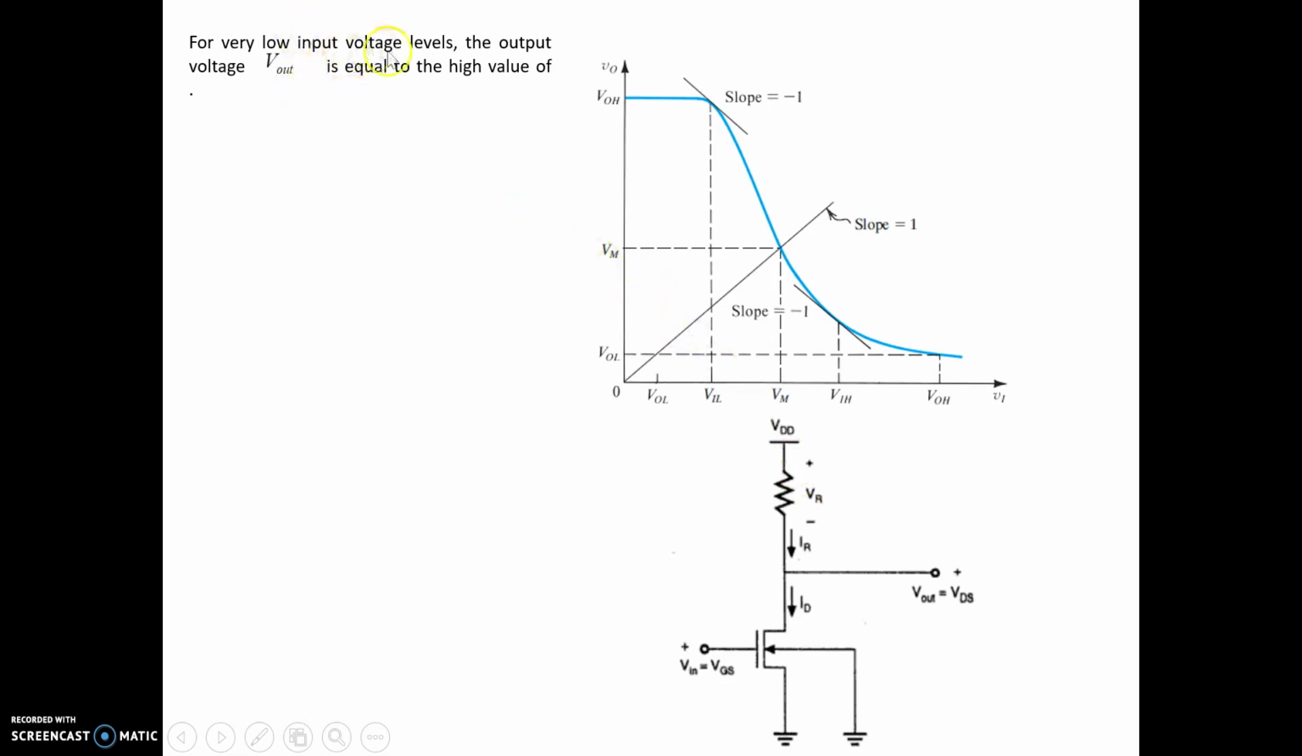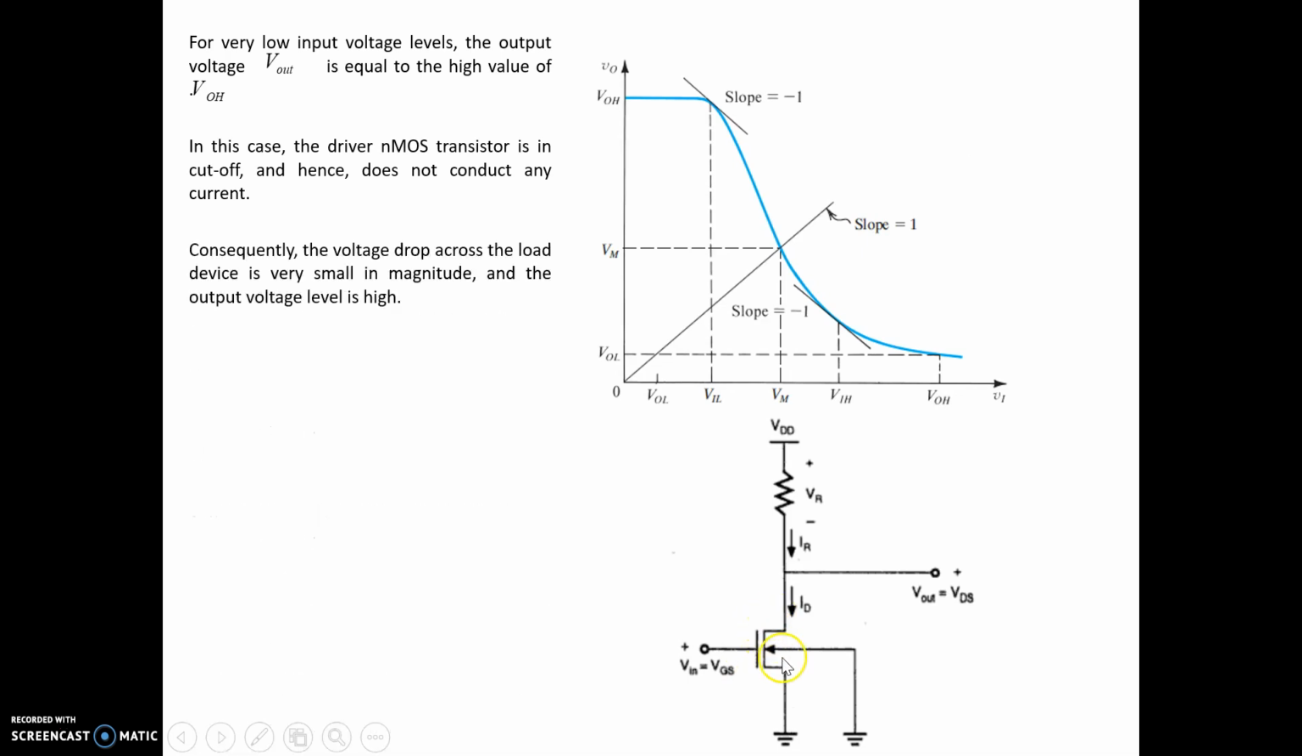For a very low input voltage, the output voltage is equal to the high value VOH. So if the input voltage is low, then the output voltage will be high. In this case, for the low input voltage, the driver transistor is in the cutoff mode and does not conduct any current. So if the driver transistor is in cutoff mode, the ID current is equal to 0.